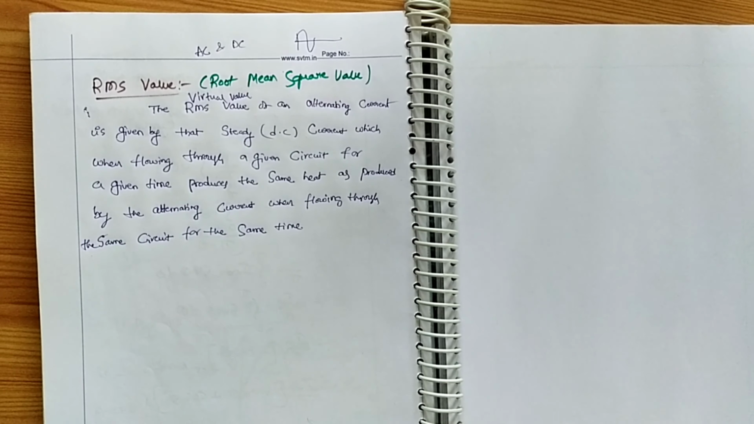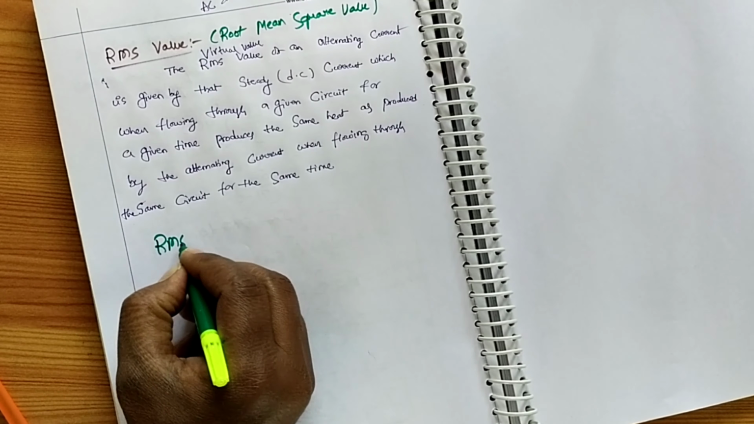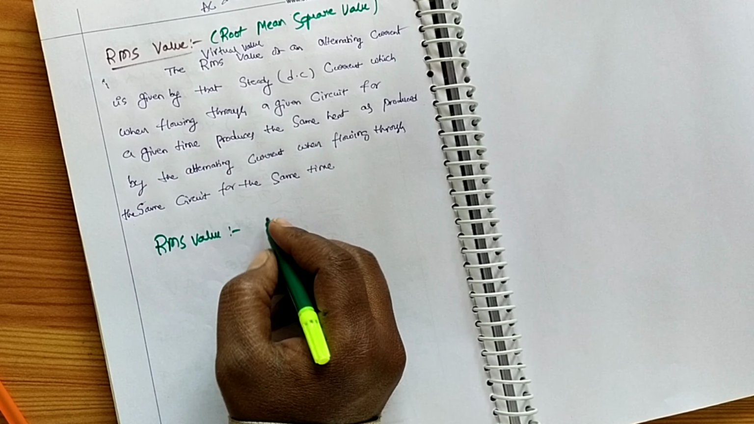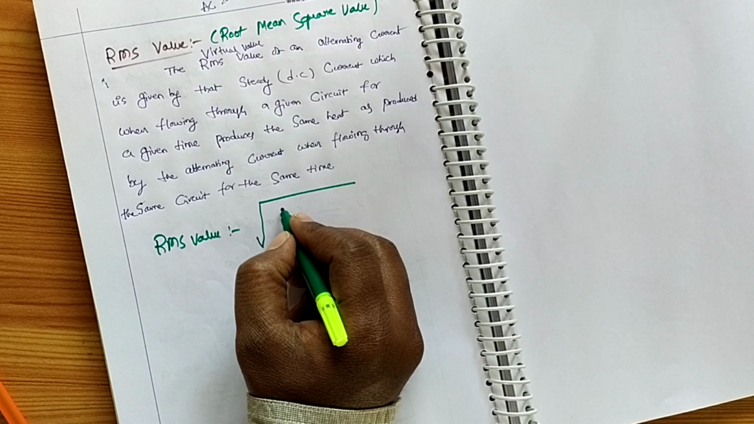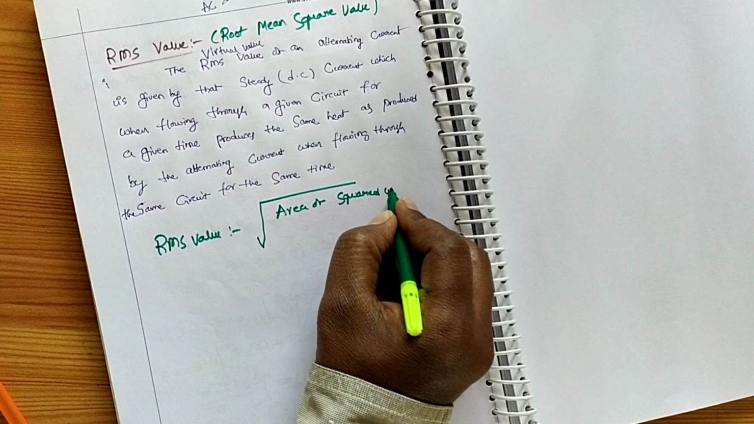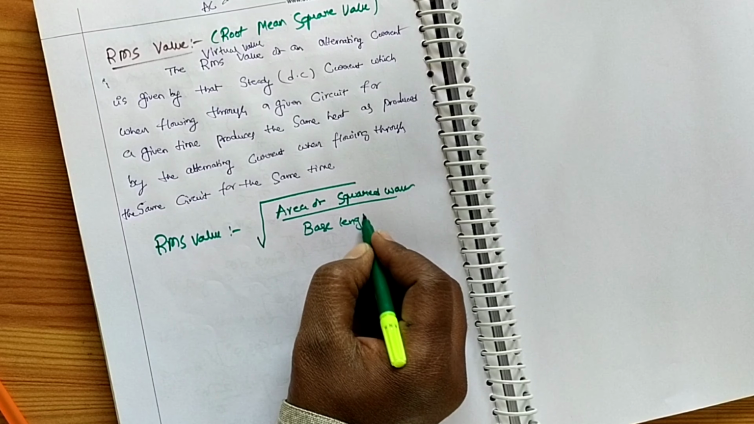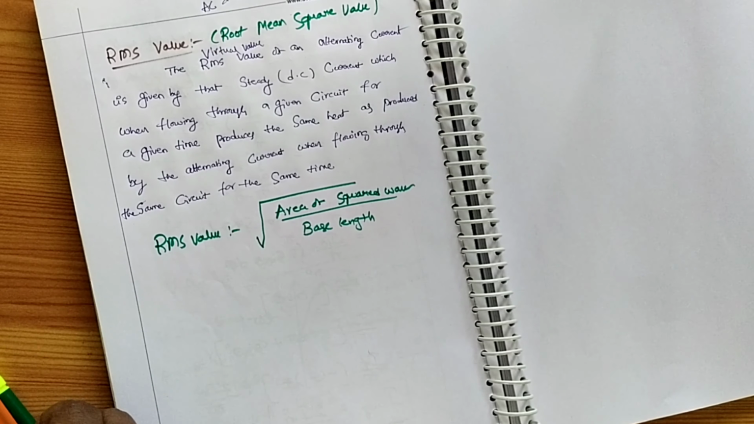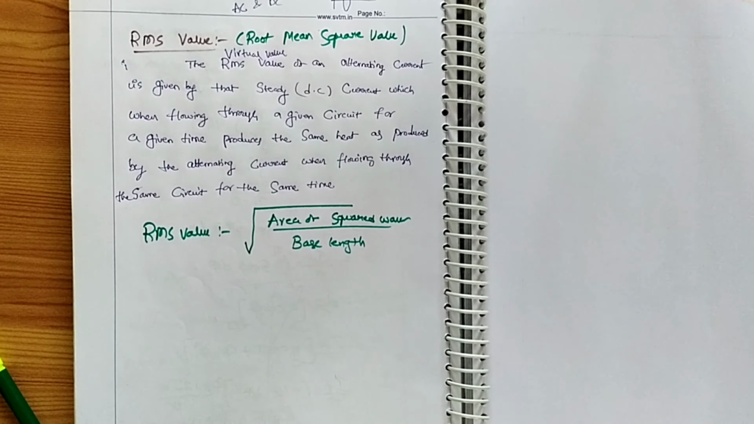The RMS value, root mean square value, can be calculated using one formula. RMS value is the square root of the area of the squared wave divided by its base length. Already we calculated the average value. Similar to that, we can calculate the root mean square value.